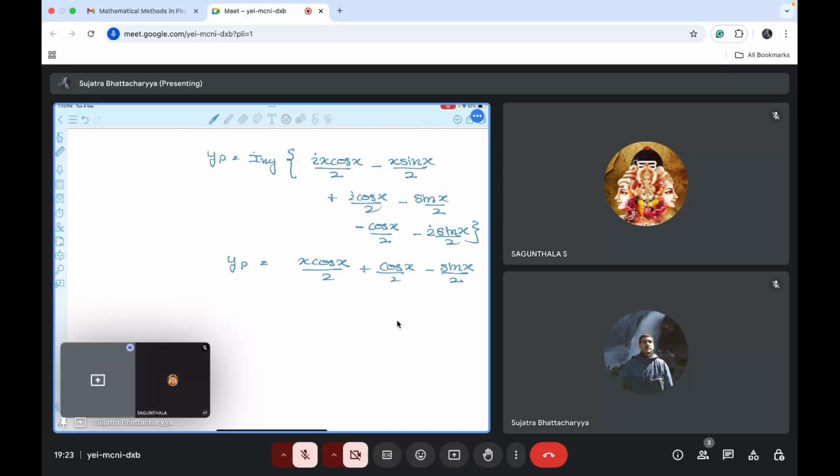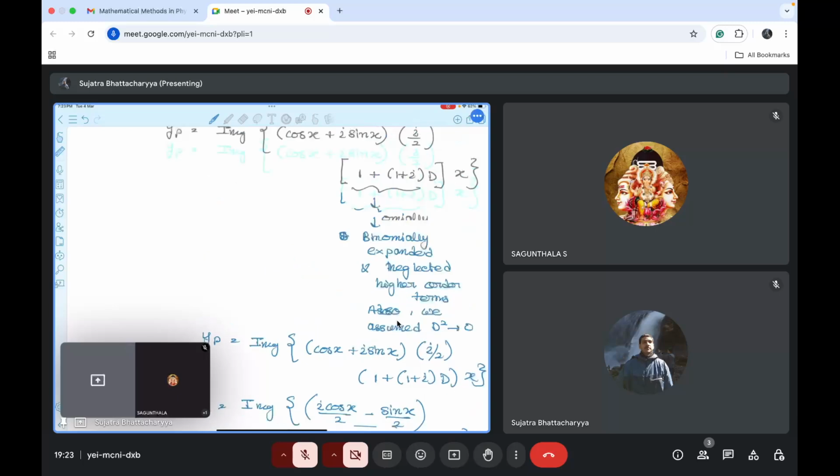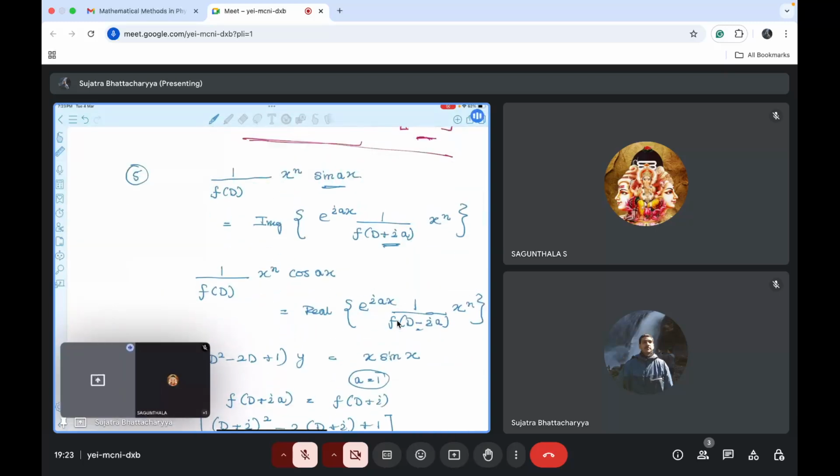This is the particular solution. So we have seen this is rule number 5, that is to find the particular integral or particular solution of 1 upon f of D times x to the power n sin ax, or 1 upon f of D times x to the power n cos ax. If you have this kind of particular integral, then this is how you have to proceed, and then finally reduce to the solution.